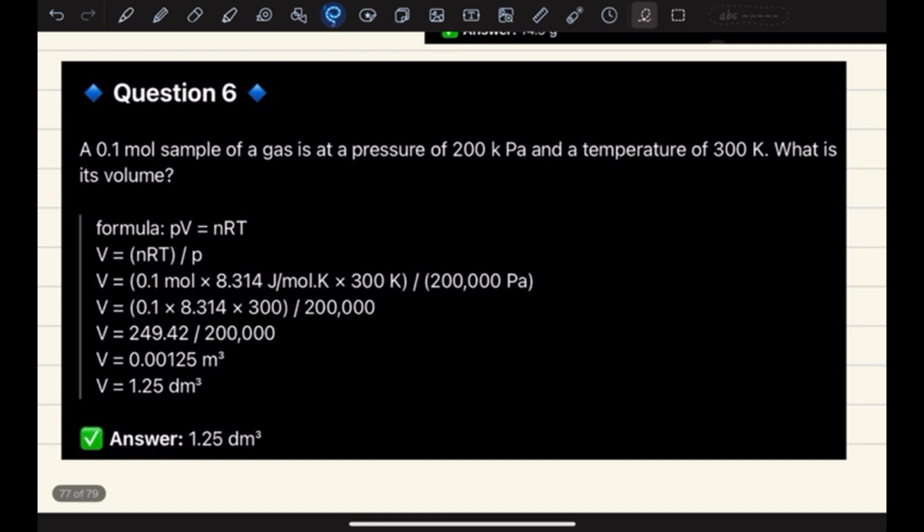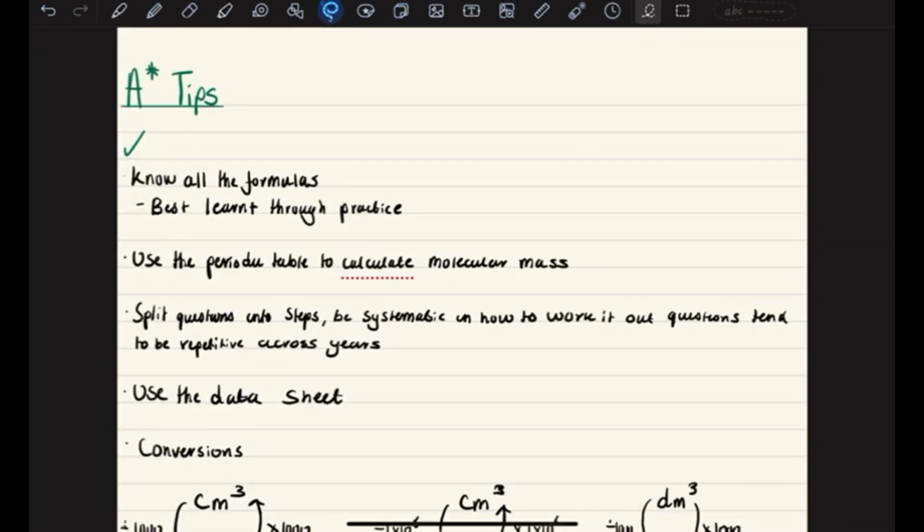Final one, we're using that formula, the PV equals nRT. Rearrange it for volume. Do exactly what we did before. Note this time we're going to dm cubed. You get your answer. Okay, and as we approach the end of this lesson, it is time for the A-star tips.